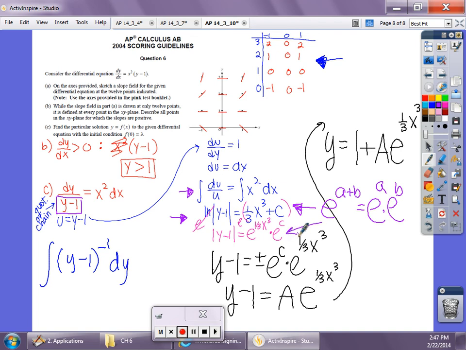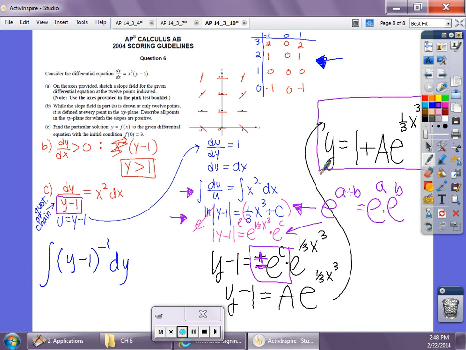And then I needed to eliminate the absolute value, so I have the plus or minus, which eliminates the absolute value, and then I rewrite this piece, the constant, as a constant a, and then we were able to solve for the whole entire function, which is here. And you do have to solve for the y.